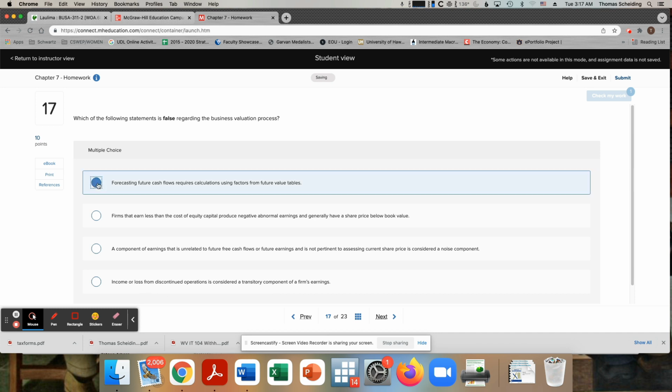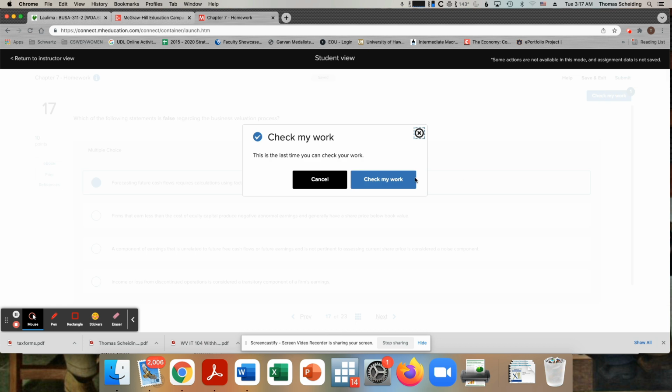So I think this one is false, but the reason why it's false is that this first part is true, but this is really tricky. This first part is true, but I think the future value tables part is the false part here because that's not really relevant. We don't really have future value tables in the way that I think they're talking about it.